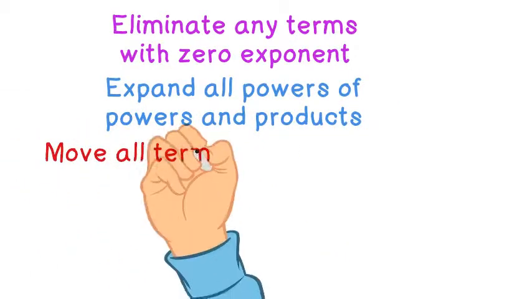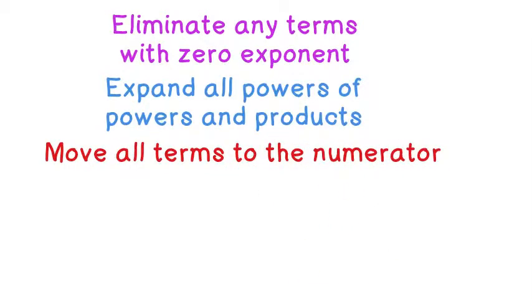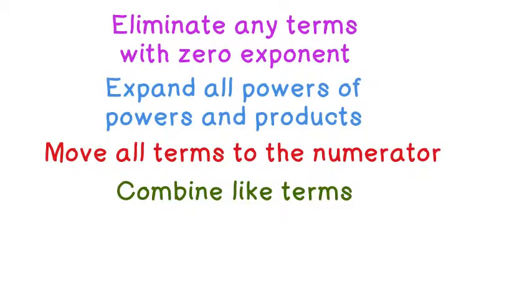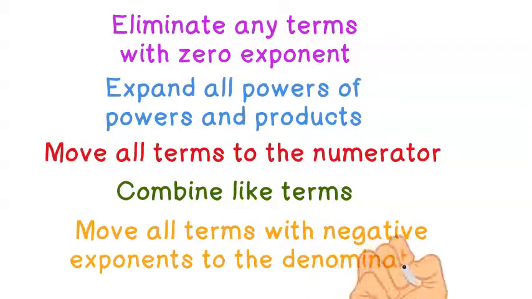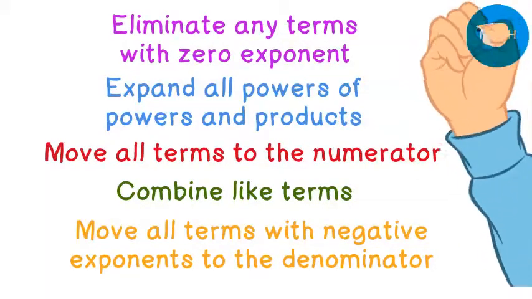Expand all powers of powers and powers of products. Then move all terms to the numerator from the denominator by changing the sign of the exponents. Next, you need to combine all like terms using the properties we discussed earlier. Finally, move all terms with negative exponents to the denominator and change their exponent to be a positive number.